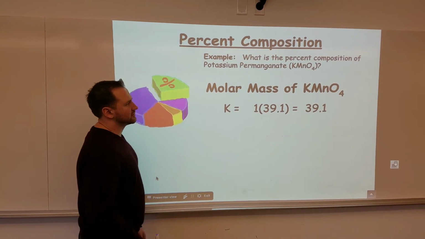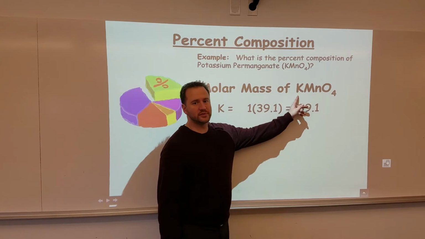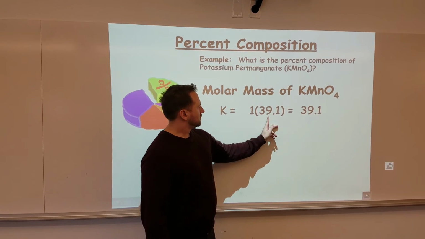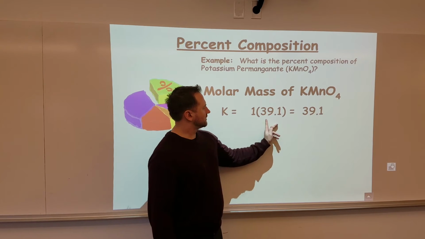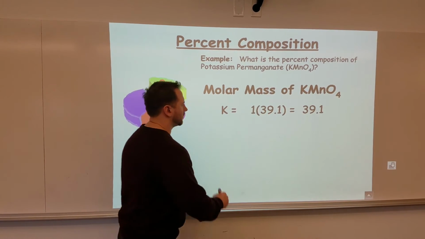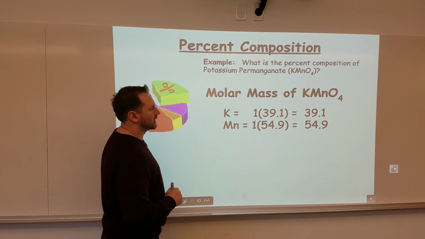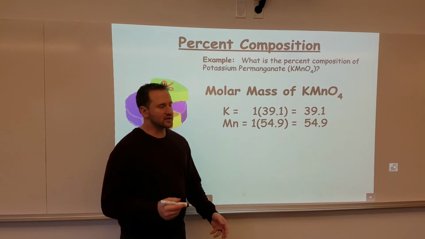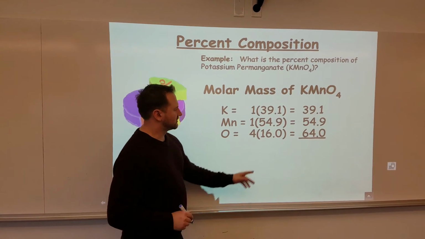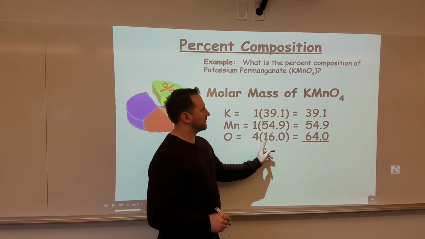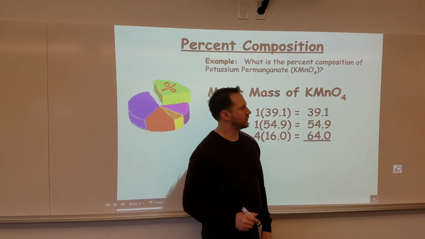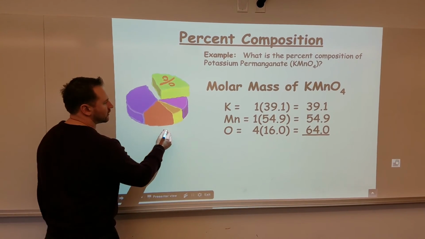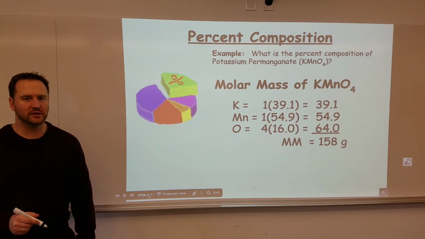So doing it for potassium, since this implies you have 1 potassium within the compound, or in the formula unit, you have 1 times 39.1, 39.1. And you do the same thing for manganese because you have 1 of those. For oxygen, you have 16 grams per mole. You have to multiply that by 4 because the formula indicates that there are 4 of them. This would give you a total molar mass of 158 grams.